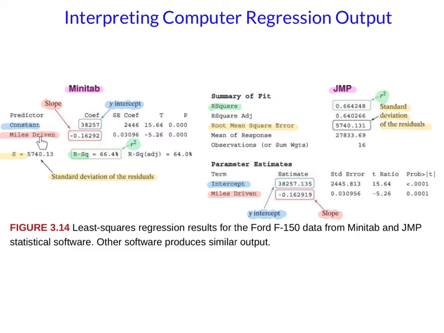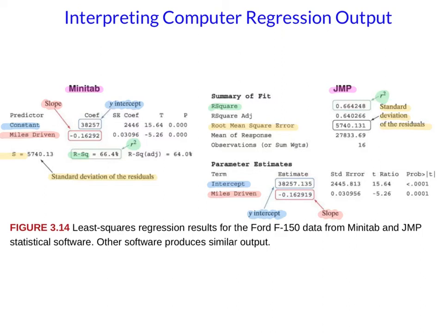So the slope would be, for example, miles driven in that used Ford F-150. So it would always be the miles driven here. And then they call it the constant for the y-intercept, which is right there. And then over here at JMP, it's still going to be miles driven for the slope, and then it literally says intercept there. And obviously, some of these computer programs either truncate or round the numbers, so it's really up to you how many decimal points you want to include. Use your best judgment depending on the variables.